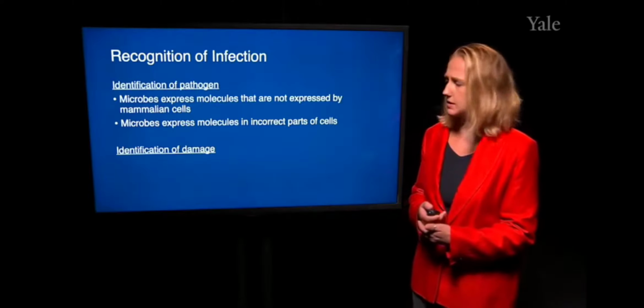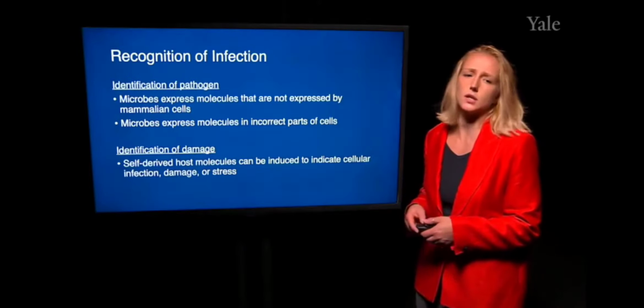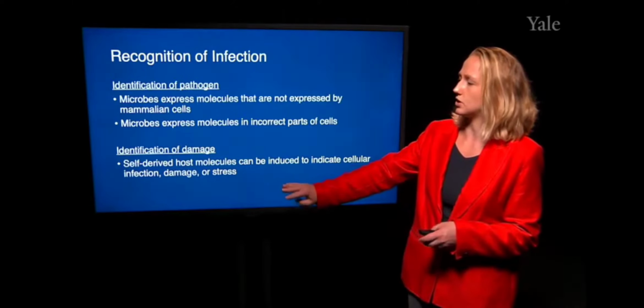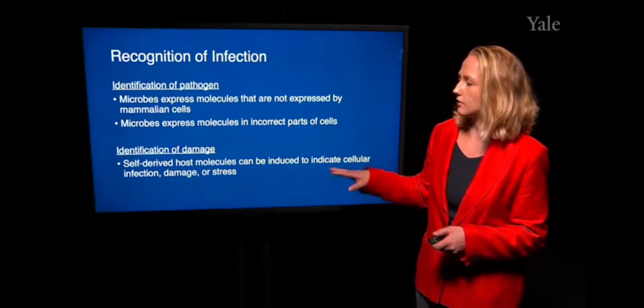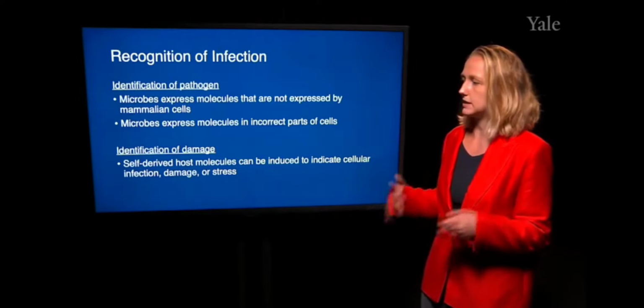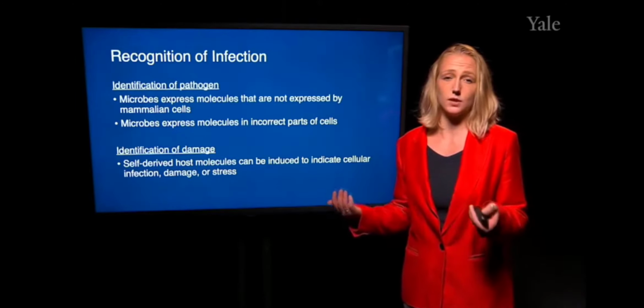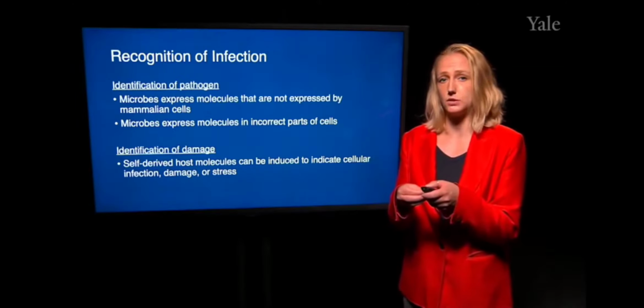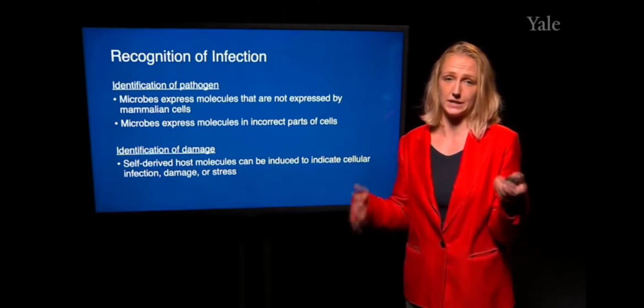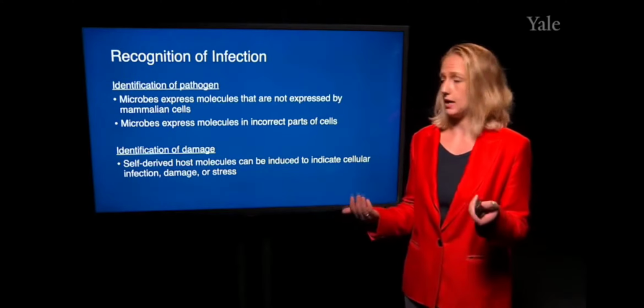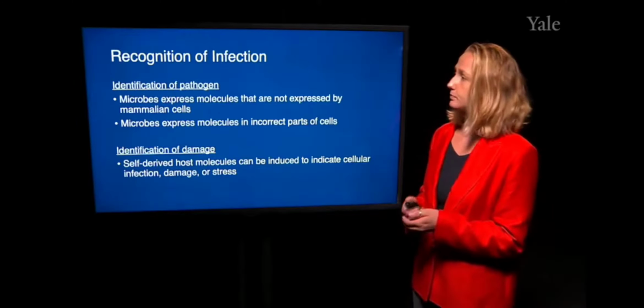What's important to remember about the identification of damage is that self-derived host proteins can be induced to indicate cellular infection, damage, or stress. So for example, if there's a nuclear protein that you find in the blood outside of a cell, that is a sign of damage. And we'll go into this in a little bit more detail.